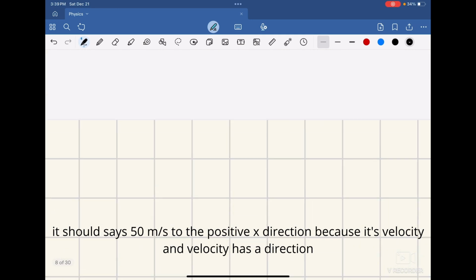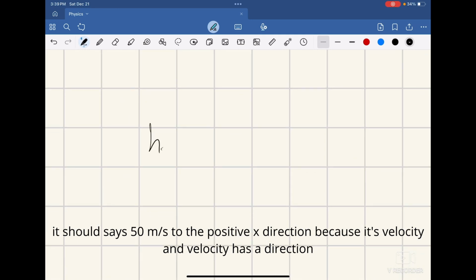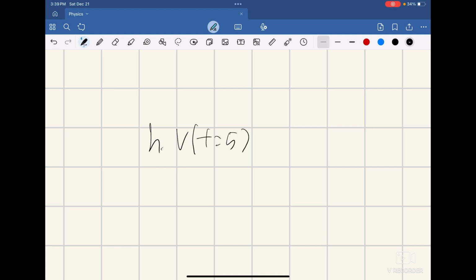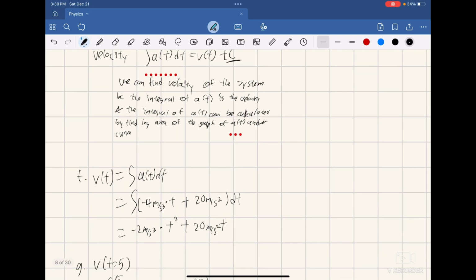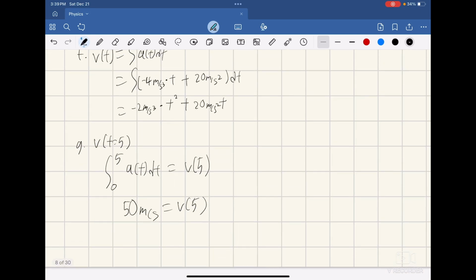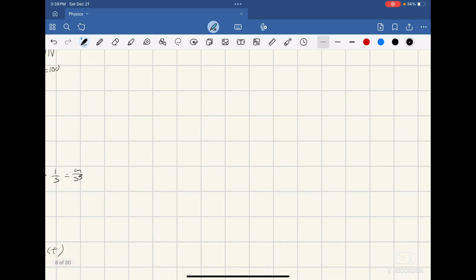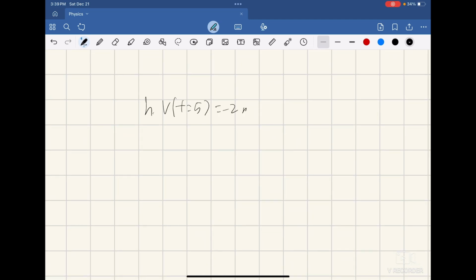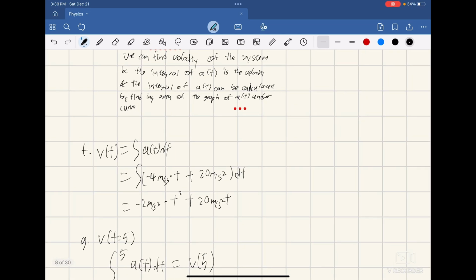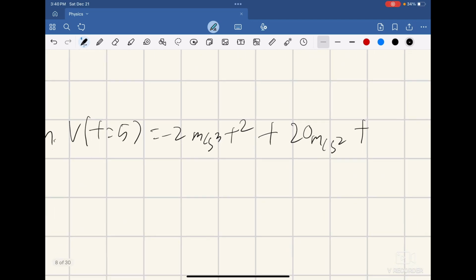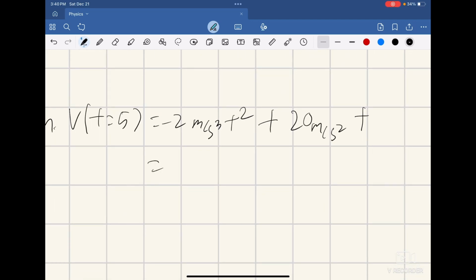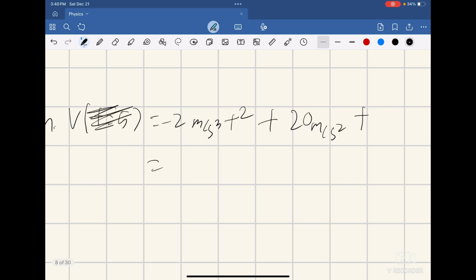And for part H, we are similarly finding v of t at 5, but instead of using the graph here, we're going to use the formula that we found in part F, which is negative 2 meters per second cubed times t squared plus 20 meters per second squared times t, right? And what we can do is just plug in t for all of these. This is the wrong notation. It should be like this.